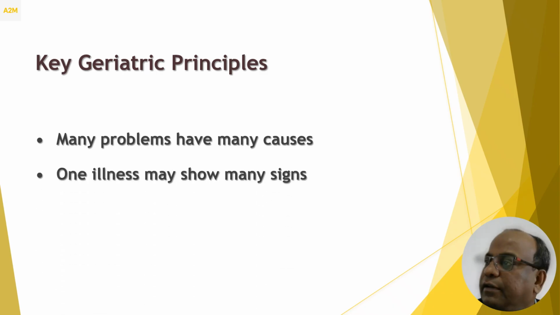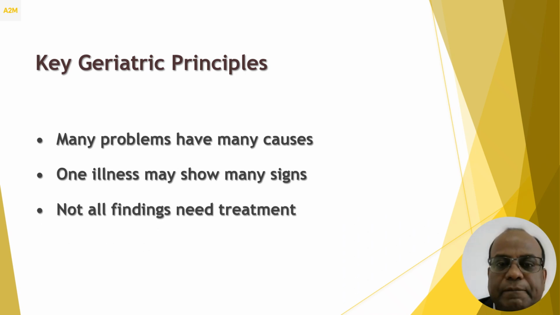The second rule is that illnesses often show up in strange ways. An older person with a chest infection may not have cough or fever. Instead, they may show confusion or a fall. This is atypical presentation. And the third rule is that not all abnormal findings need treatment. Many older people have harmless changes like mild anemia or bacteria in urine without any symptom. So treating these unnecessary conditions can cause harm.